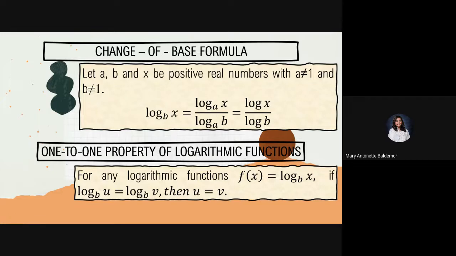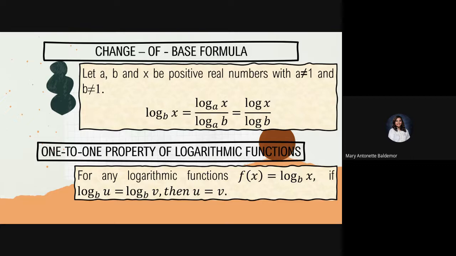So to add, we also have the change of base formula. It is defined as: let A, B, and X be positive real numbers with A not equal to 1 and B not equal to 1. We write it as the logarithm of X with base B is equal to the logarithm of X with base A over the logarithm of B with base A. Now, this is equivalent to the logarithm of X over the logarithm of B.